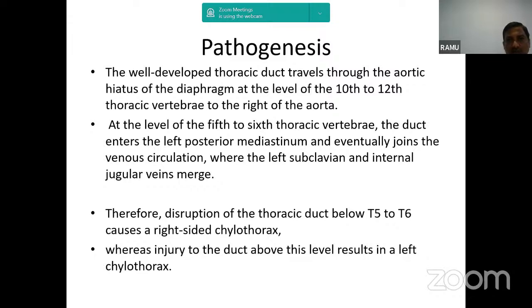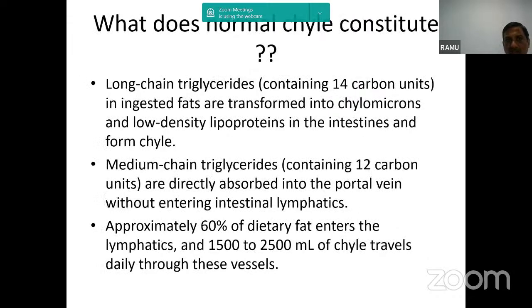At the level of the 5th to 6th thoracic vertebrae, the duct enters the left posterior mediastinum and eventually joins the venous circulation, where the left subclavian and internal jugular veins merge. Normally, an injury to the duct below T5 to T6 causes a right-sided chylothorax, whereas an injury to the duct above this level results in a left-sided chylothorax.